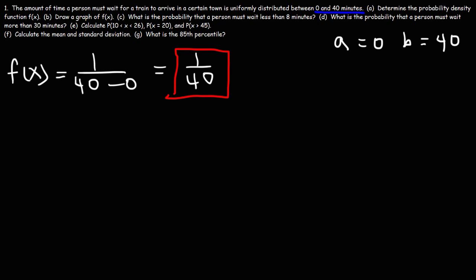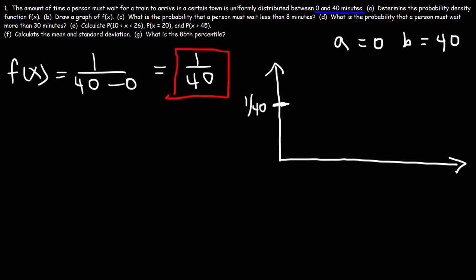Now, what about part B? How can we draw a graph of f of x? I'm going to put this graph on the right side. So here's the y value. This is going to be 1 over 40, and it's constant, so we're going to draw a horizontal line. a is 0, b is 40. And so that is our graph for f of x. It's going to look like a rectangle. That's all you need to do for part B.